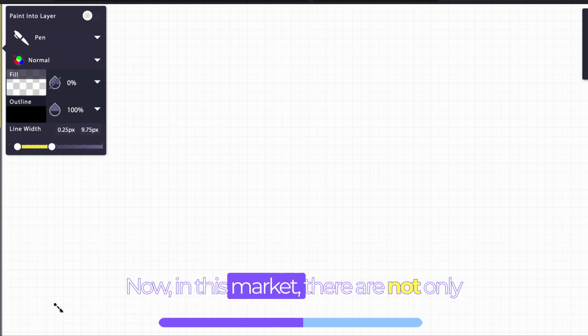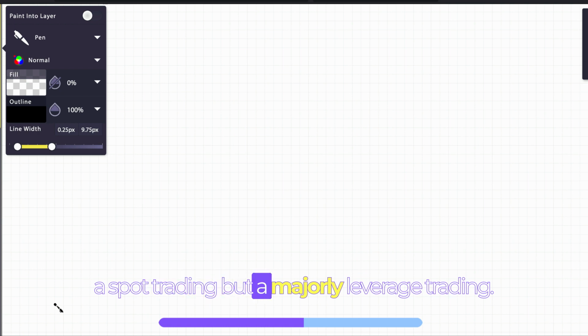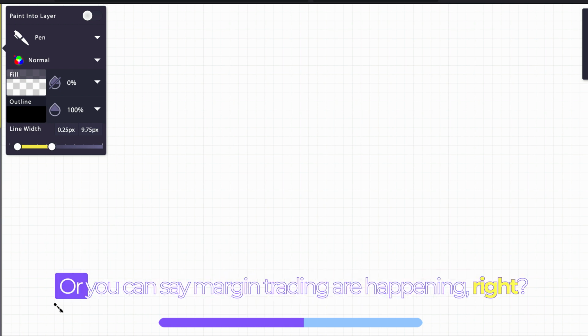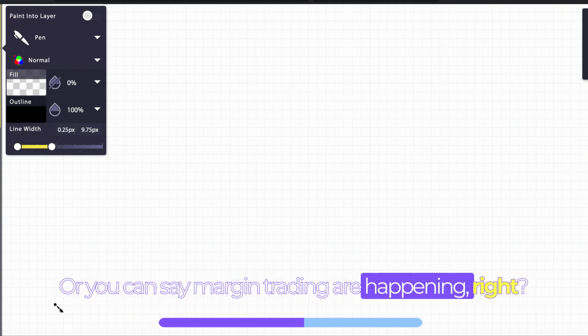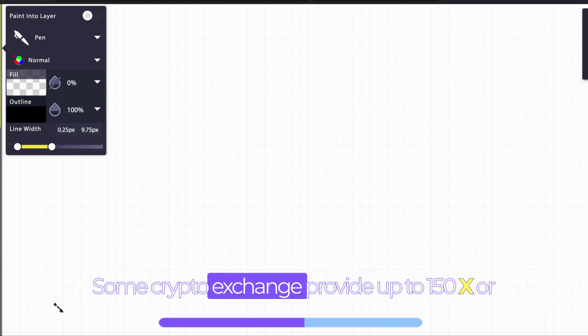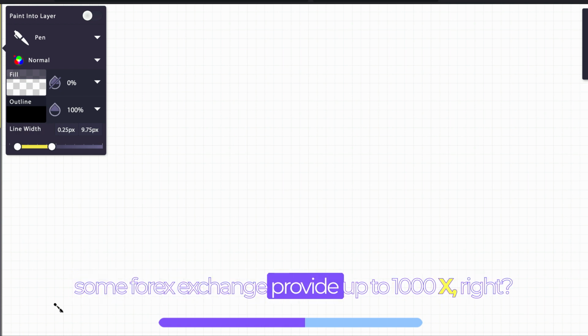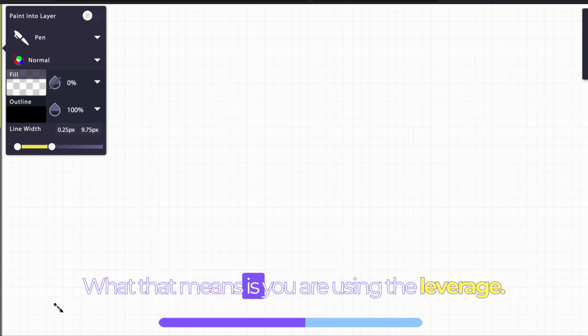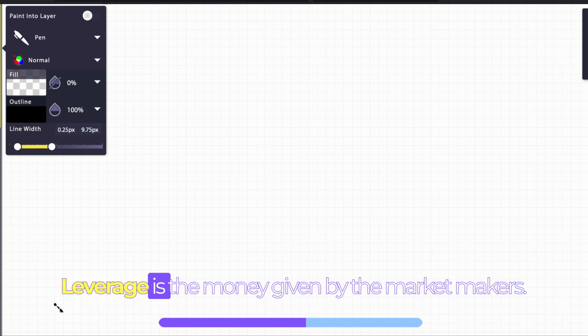Now, in this market, there is not only spot trading, but majorly leverage trading, or you can say margin trading, happening. Different exchanges provide different margins. Some crypto exchanges provide up to 150x, or some forex exchanges provide up to 1000x. What that means is you are using leverage. Leverage is the money given by the market makers.